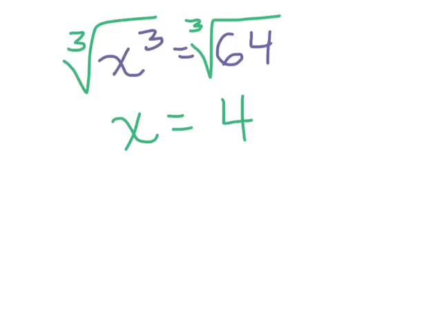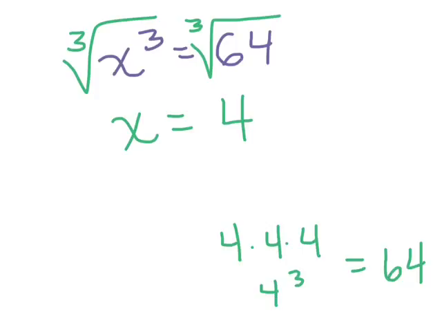And the cube root of 64 is 4, because 4 times 4 times 4, or 4 cubed, equals a positive 64. And once again, just like the last one, my answer cannot be negative 4 because a negative 4 times a negative 4 times a negative 4 would give me a negative 64. And that's not what I want. I want a positive.